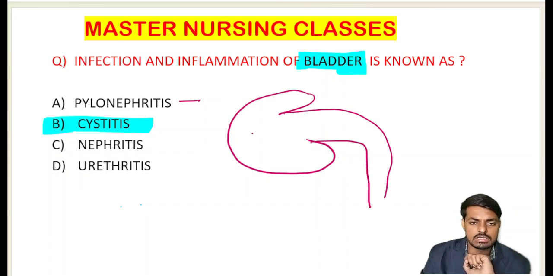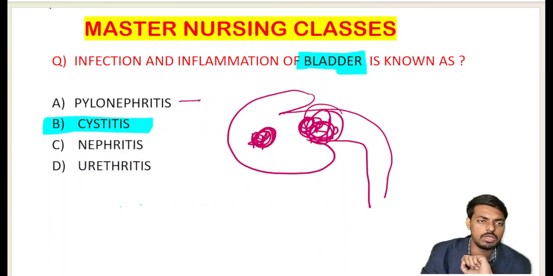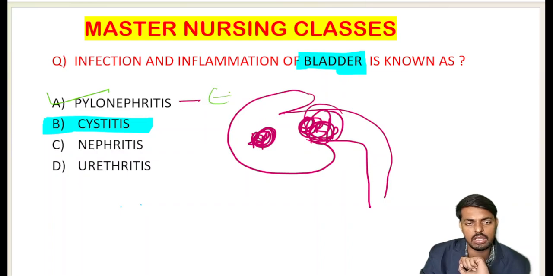So students, this is the renal parenchyma, and this is the renal pelvis. Where there is an infection, inflammation, and accumulation of pus in the renal pelvis and the renal parenchyma, we call that pyelonephritis. The most common cause for pyelonephritis is, again, E. coli.